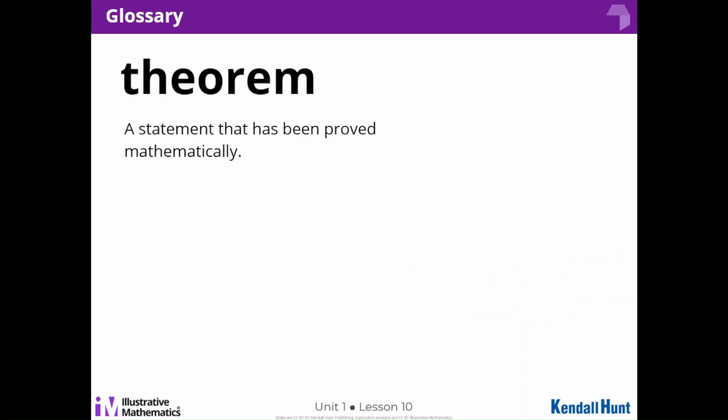And then the last glossary term we have for this lesson is theorem. This is a statement that has been proven mathematically. So we had the assertion, which was our statement that something was true. Then we have gone through the process of actually proving it mathematically. And now that we have proven it, it is now considered a theorem.